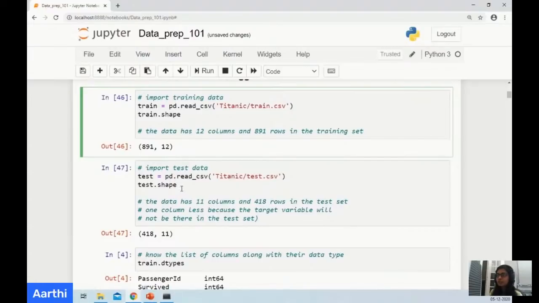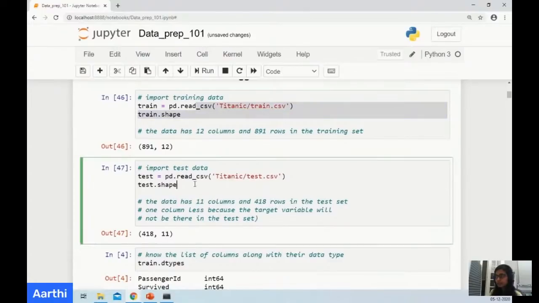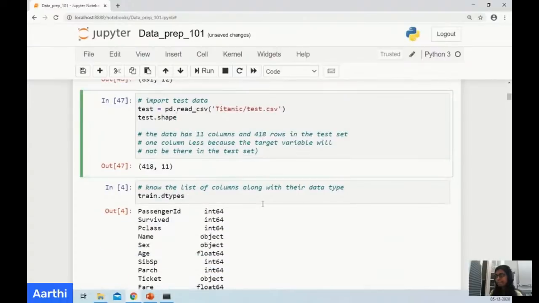And that is not there in your test data. Why? Because the model will learn from the train data and then predict on the test data. So you will be predicting the survival probability on the test data. That's why you have one less column.